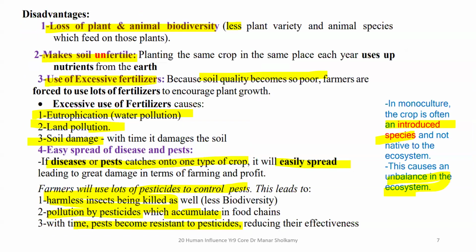Okay. Now, what are the disadvantages of the monoculture? And this is a very, very common question. You will see it in paper 4. Advantages and disadvantages of things in general. Advantages and disadvantages of monoculture. Can you think of disadvantages of only growing one type of crop?